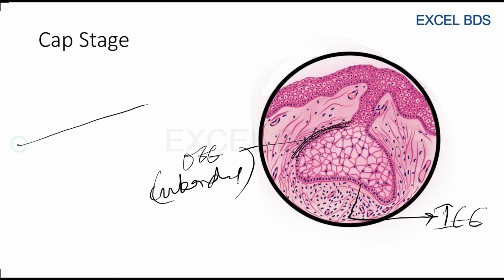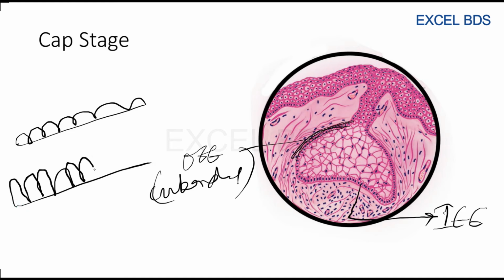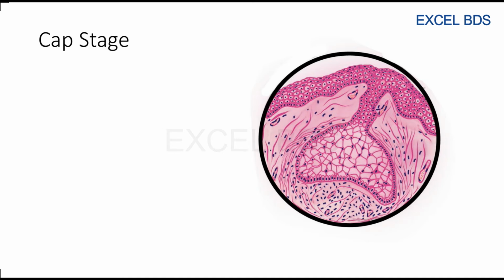Cuboidal meaning the length and the breadth of the cells is the same. Tall columnar meaning the length is more than the breadth of the cell. So the outer enamel epithelium will be cuboidal in shape. The inner enamel epithelium will be tall columnar in shape. And then the central cells, which were polygonal in shape, what happens? They will assume a star shape.